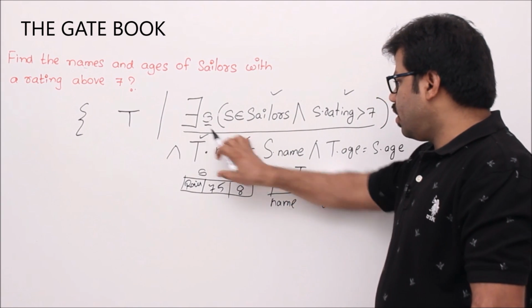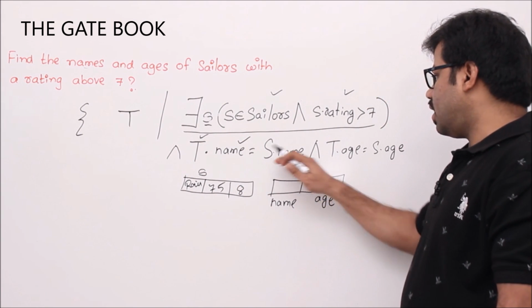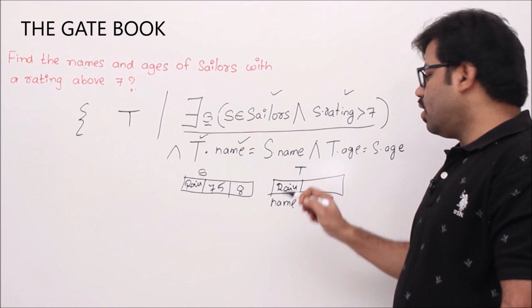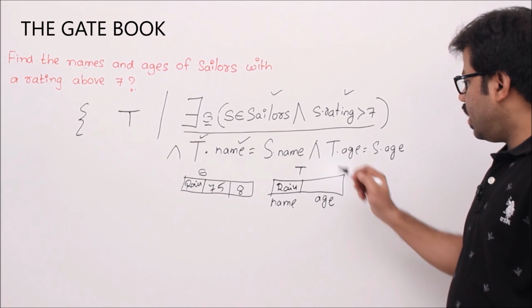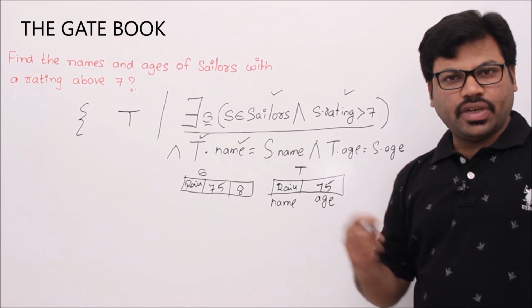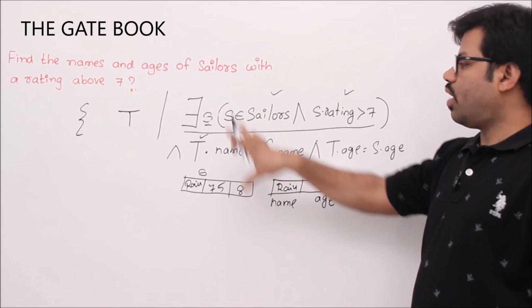This should be true, correct? For the t.name should become s.name. Already s.name is what? Raju. So t also should acquire the s.name value. Then t.age should acquire this 75. So what happens if it happens? So the entire formula will be true.